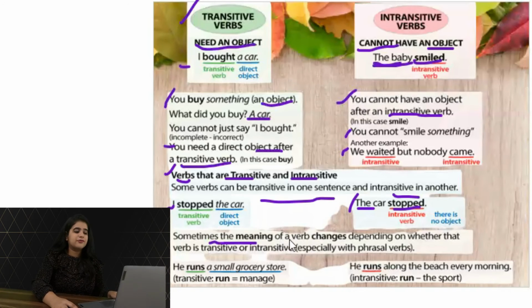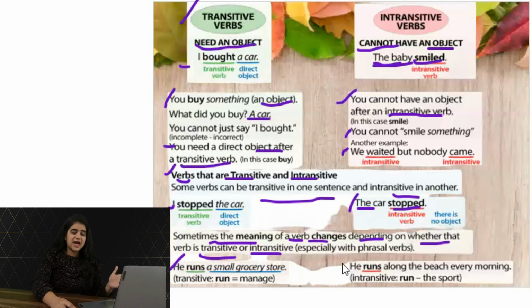Sometimes the meaning of a verb changes depending on whether that verb is transitive or intransitive. Example, he runs a small grocery store. The meaning of runs in this sentence is to manage. He manages a grocery store. If I simply tell you he runs, you will surely be asking what he runs, right? So now that means I need to add some object again to answer your question. So I'll be adding, he runs a small grocery store. Now that makes complete sense.